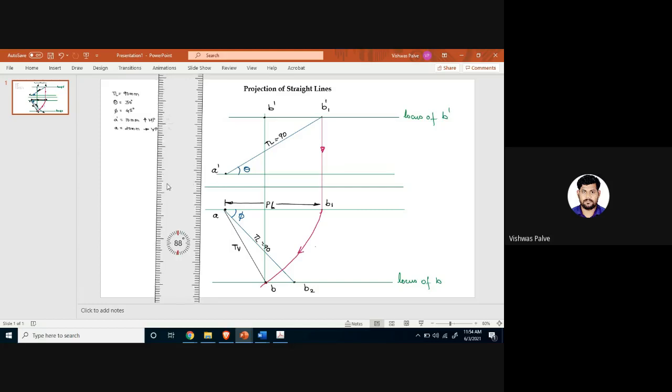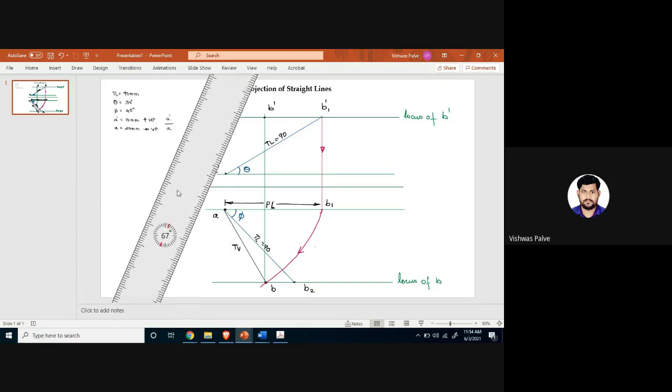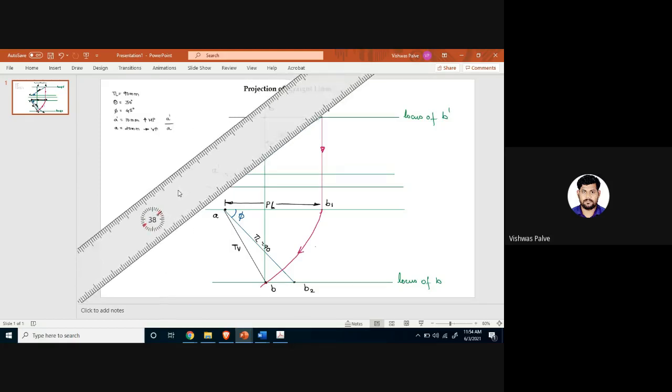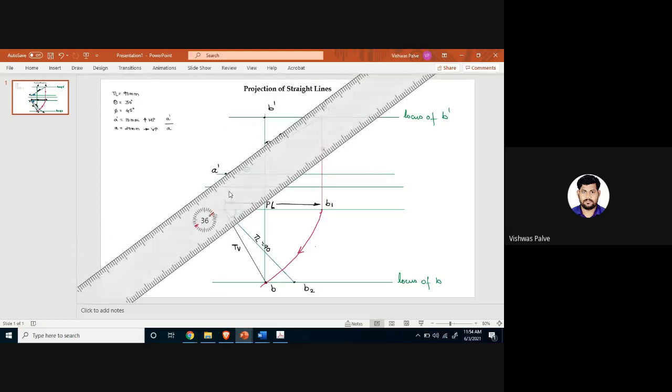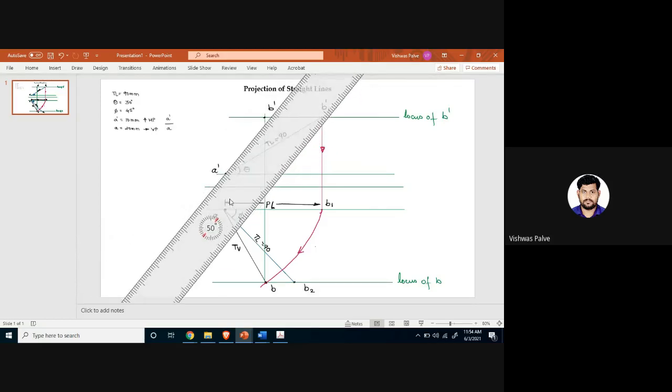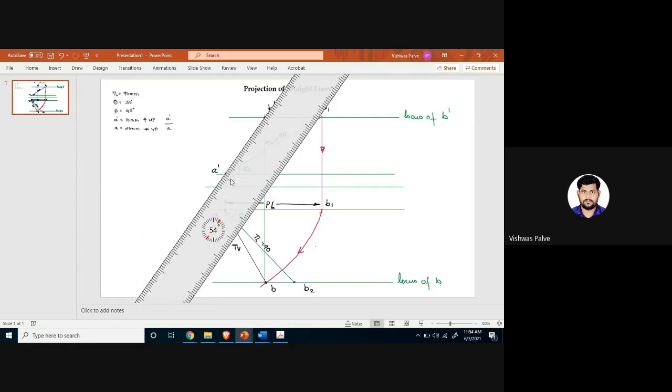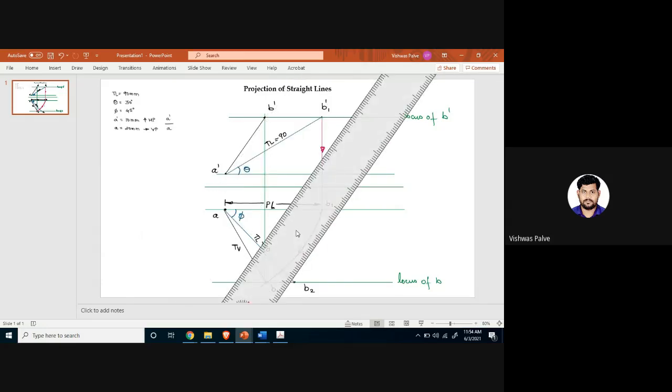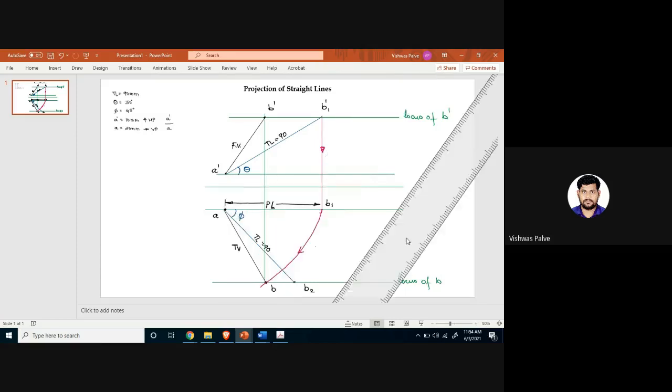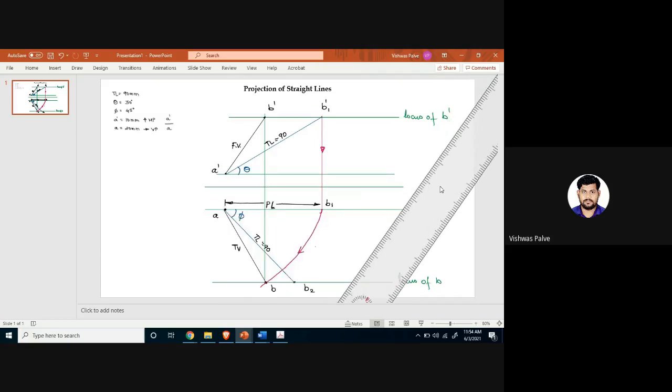Now connect A dash B dash. If I connect these two points with a straight line, this is the front view of that line. Okay, so this is required. Actually, this is the solution. We require the front view of the line and the top view of the line. So this was the projection.